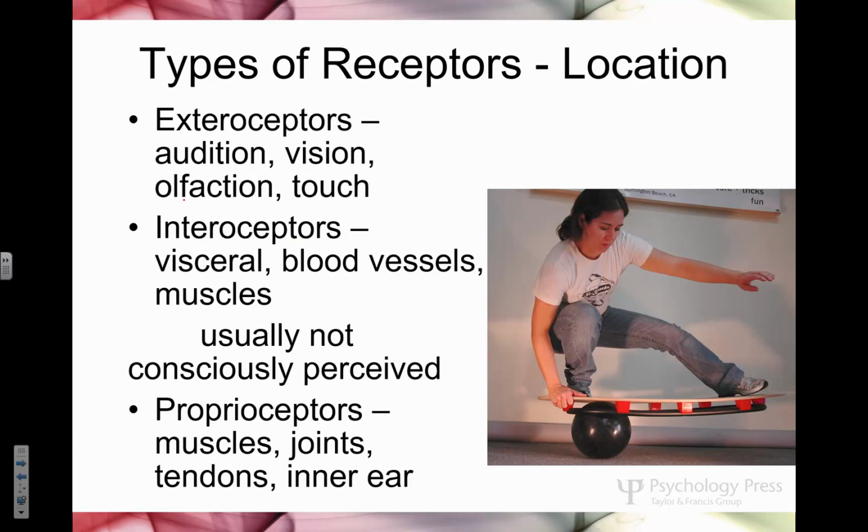We also could classify receptors based on their location. There are exteroceptors. These are things kind of on the outside. I know you don't think about your eye as being on the outside, but compared to interoceptors, which are in your blood vessels and in your guts and muscles, they're definitely external. And then you also have proprioceptors. These guys are in your muscles, your joints, your tendons, things like that.